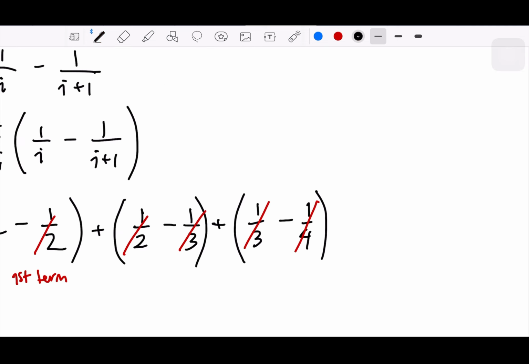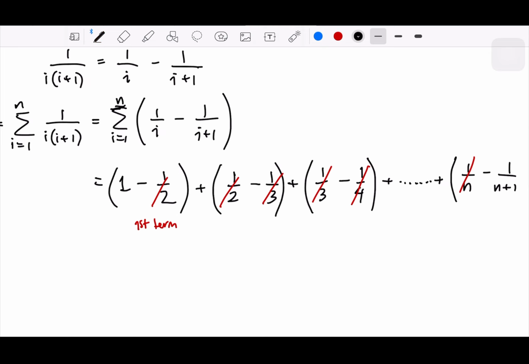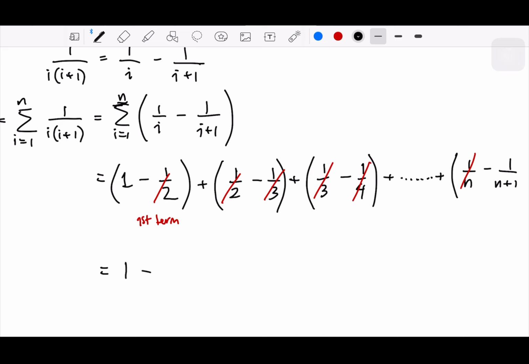And you may write the conclusions that at the very end, at the very last term, we can write as simple as 1 over n minus 1 over n plus 1, but this will be canceling. Okay? And now we can have 1 minus 1 over n plus 1. This is for Sn. Okay?